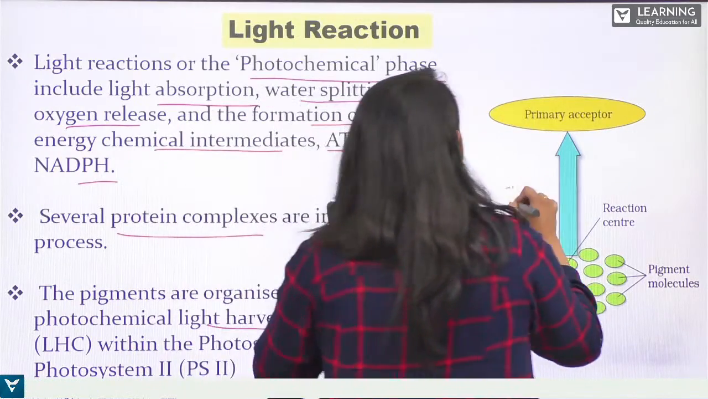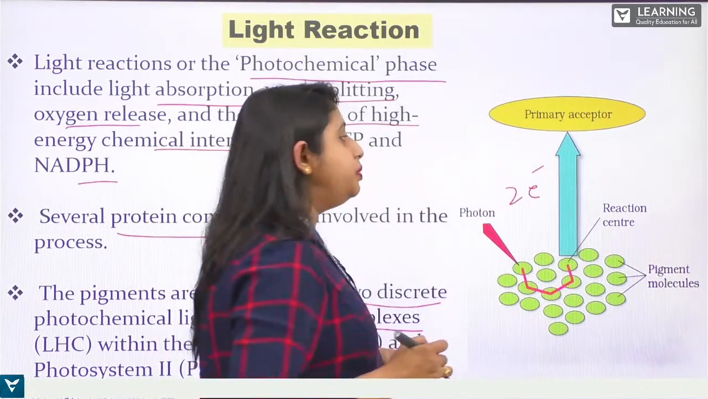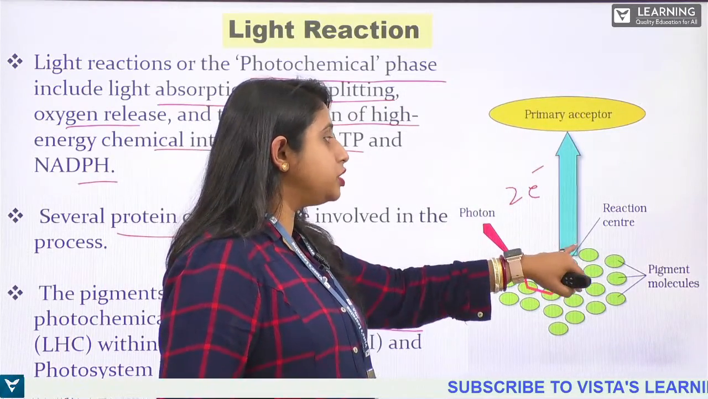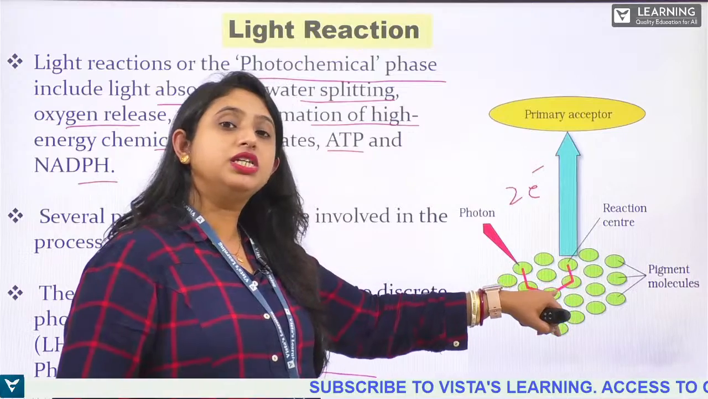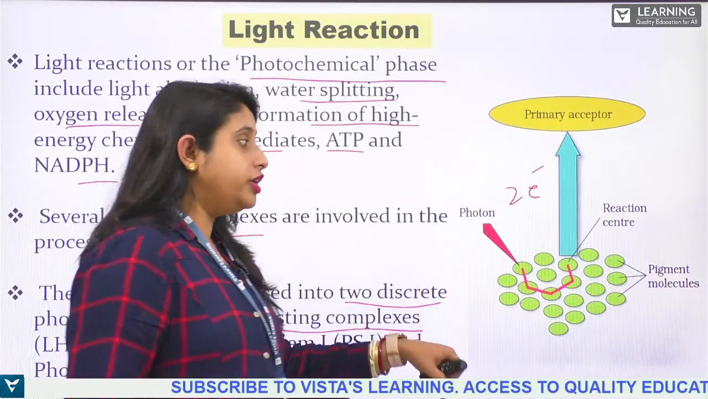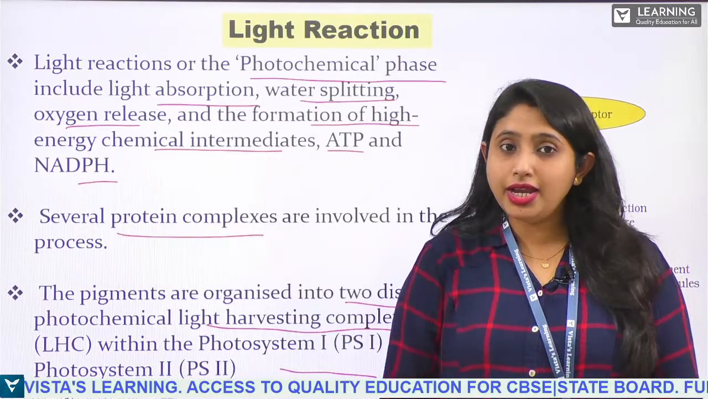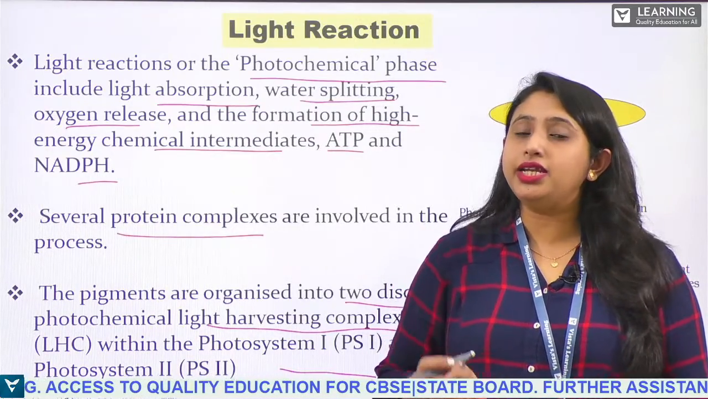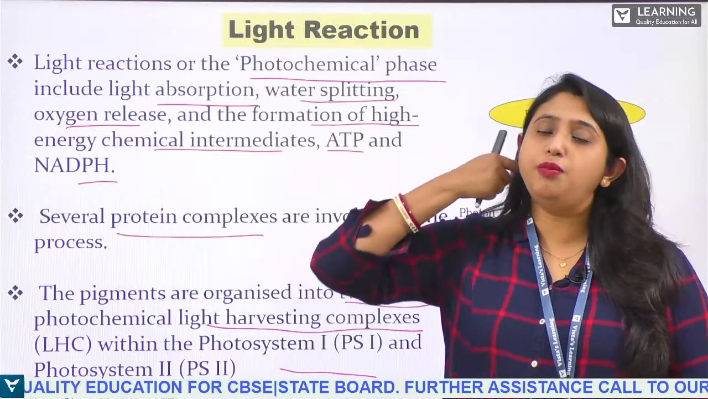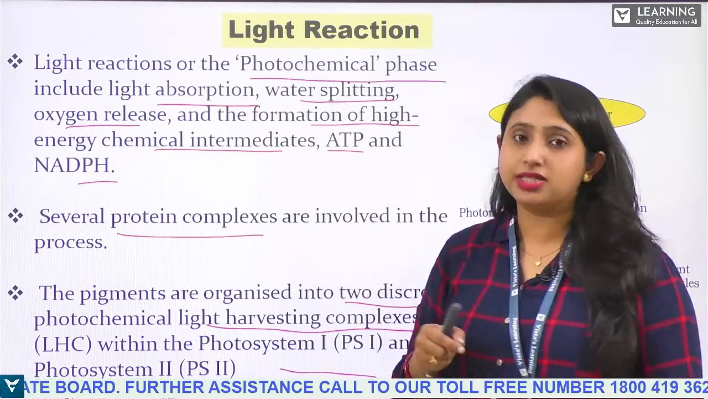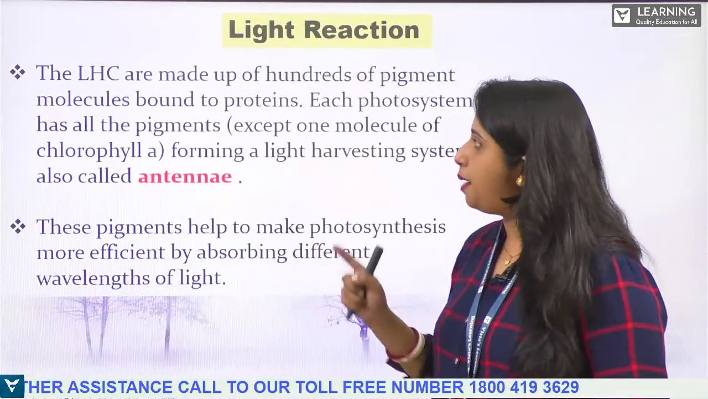So the electron will be getting excited, and it will be received by the primary acceptor. So this is the reaction center. Basically the photosystems are the reaction center that will be absorbing the light, and the electrons will get excited and travel with the help of the various protein complexes. So see here what happens.